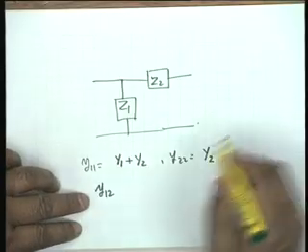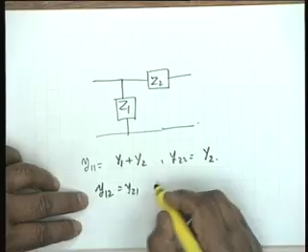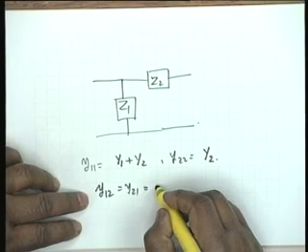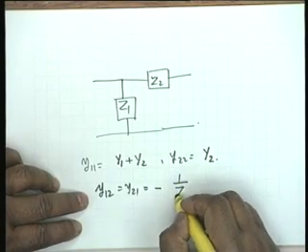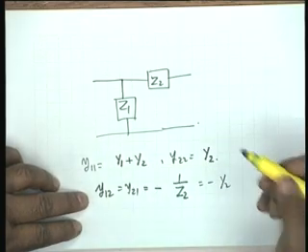Y12 or Y21, they will be equal. Minus 1 by Z2, that is correct. Minus 1 by Z2, that is minus Y2. This negative sign was missing. How did we get that?